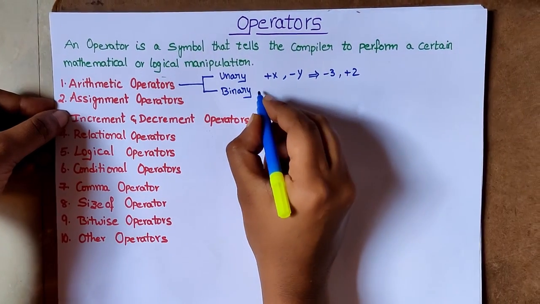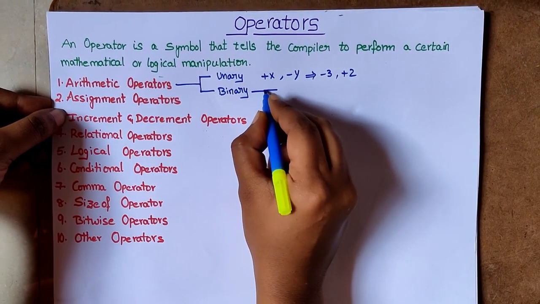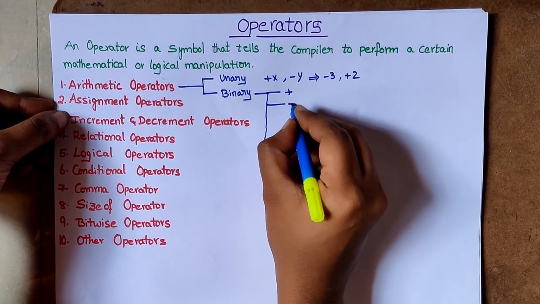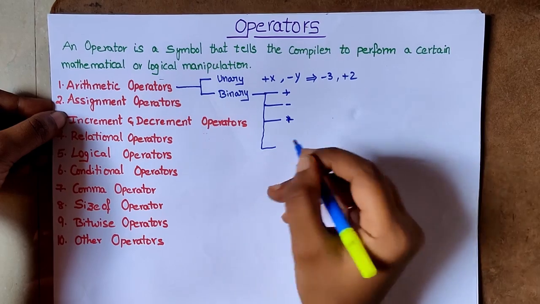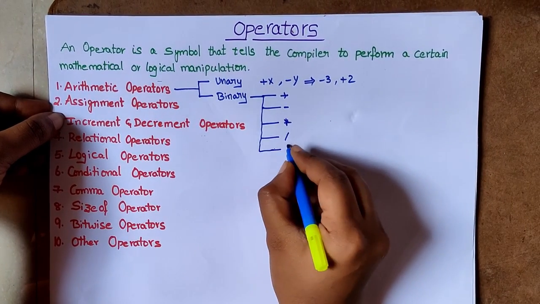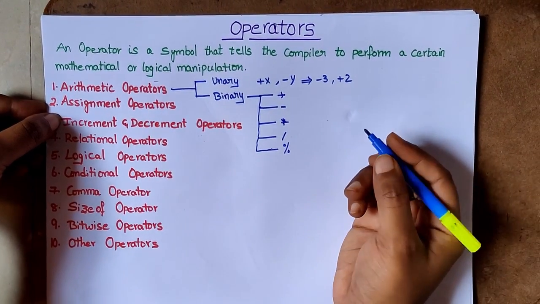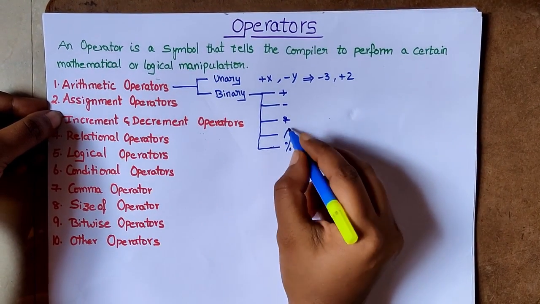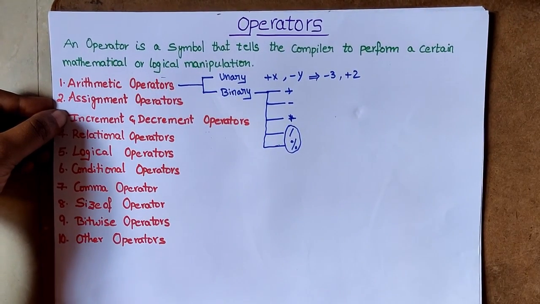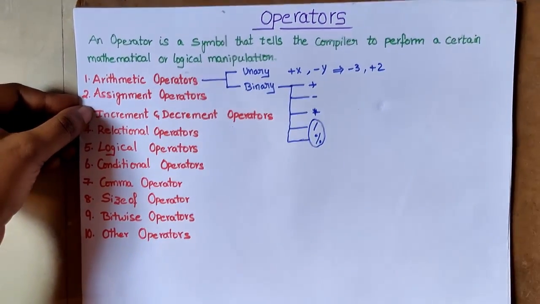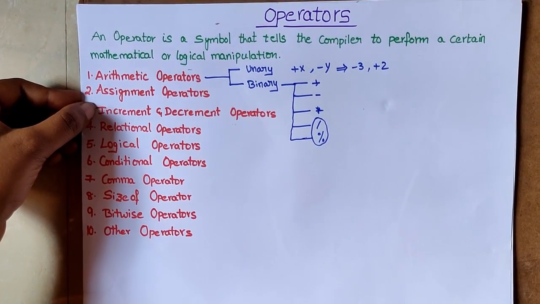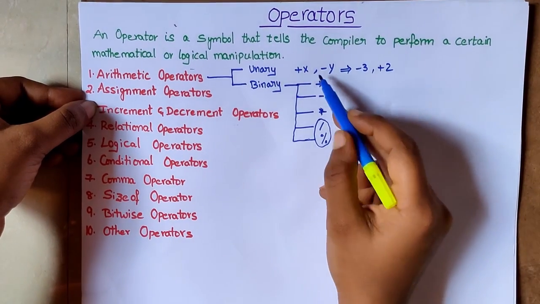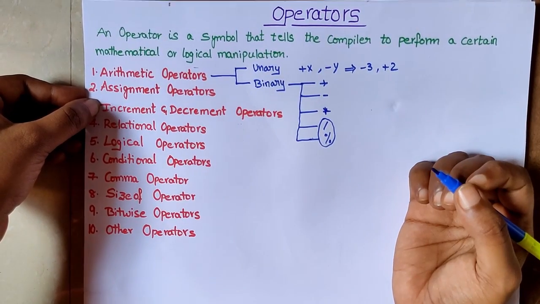And then binary. In binary we have five operators: addition, subtraction, multiplication, division and modulus. We all know about addition, subtraction and multiplication. Division and modulus are a little bit confusing when it comes to the data type of the variable, like int and float, so I am going to discuss these things, along with addition, subtraction and multiplication also.